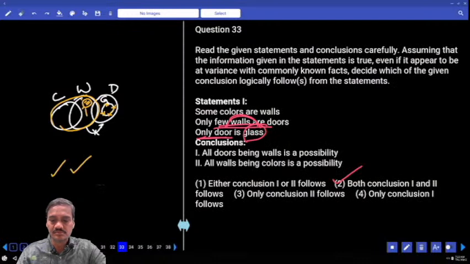Now all walls are colors is a possibility. Now in this one, all doors or walls is a possibility or not.